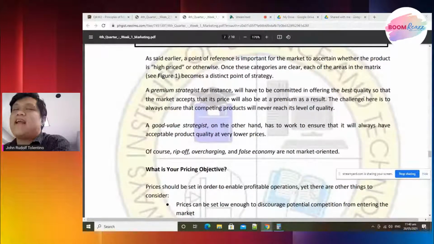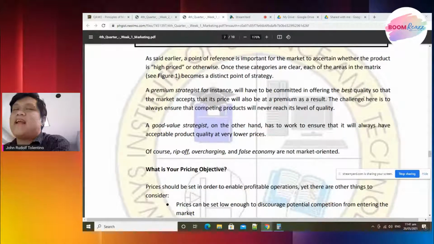Okay, a primary strategist, for instance, will have committed to offering the best quality so that the market accepts that its price will also be a premium as a result. So pwede ka mag high price, pero ito yung mabe-benefit ng mga consumer mo. The challenge here is to always ensure the competing products will never reach its level of quality. Yun yung isang challenge doon.